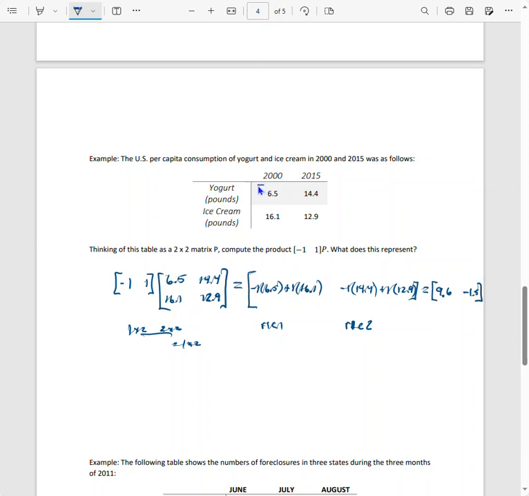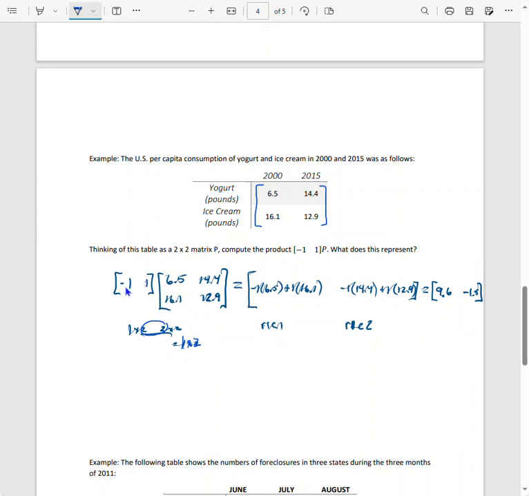If we think of this as a 2 by 2 matrix, where the rows are yogurt and ice cream and the columns are the years, we can compute the product of negative 1, 1, a row matrix, times P. What does it represent? First of all, negative 1, 1 is a 1 by 2 matrix. Here, P is a 2 by 2 matrix. Because the 2s are on the inside, we know that it's okay to multiply. And our result will be a 1 by 2. So we'll have row 1, column 1 and row 1, column 2.